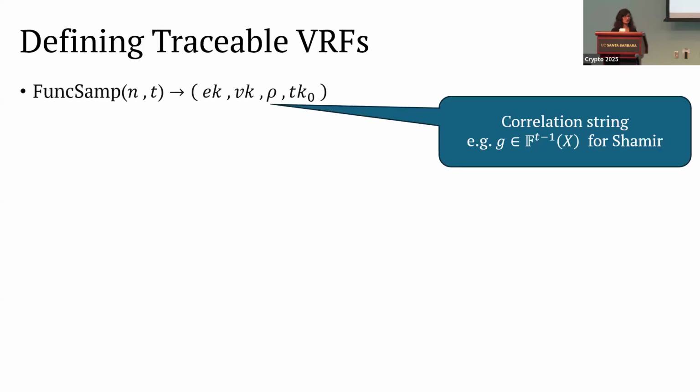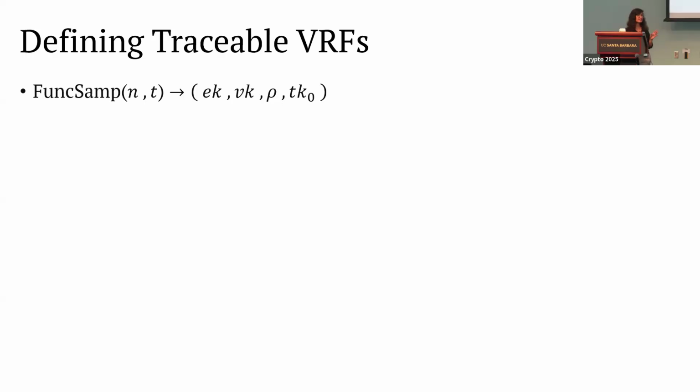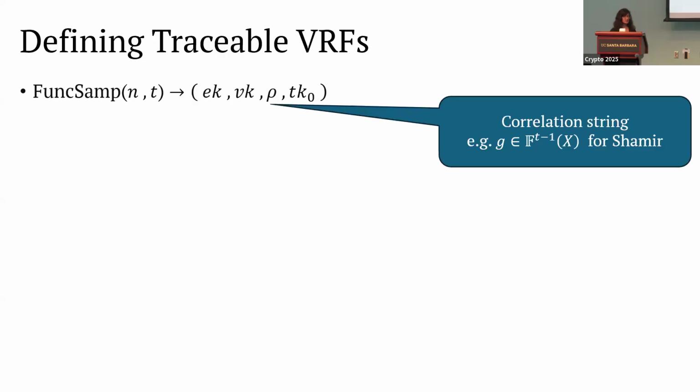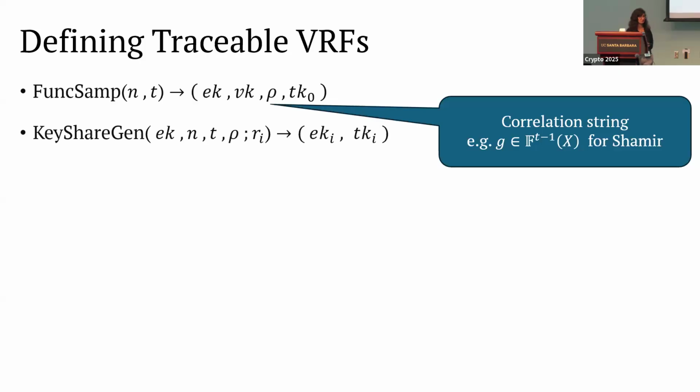So we have the function sampling algorithm, which we also briefly saw before. For technical reasons, this algorithm also takes a number of parties and the threshold as input, and it then gives out the evaluation key EK, the verification key VK, and 2 extra outputs. So we have this thing rho, which we call the correlation string. So for today's talk, you can think of this as the polynomial G, which we use to generate the shares of all parties. So informally, this captures the correlation between all n secret shares. And then we also have TK0, which denotes 1 share of the tracing key, which will be useful for the tracer to trace evaluation boxes.